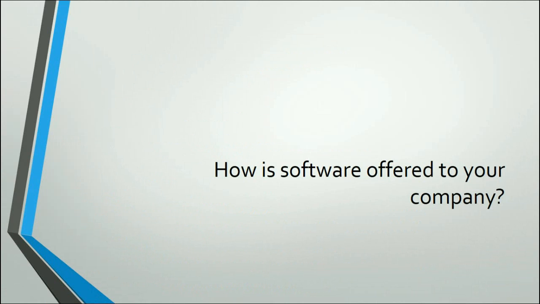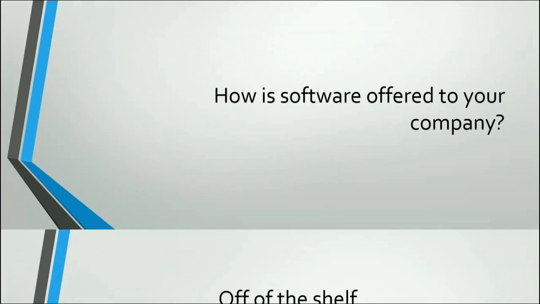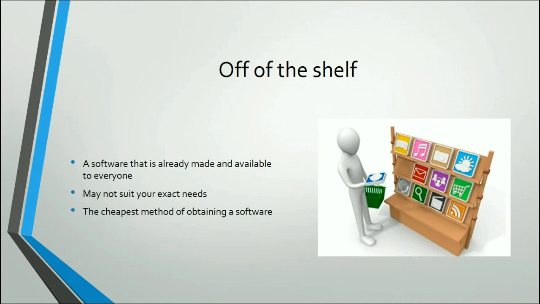Alright, now I'm going to briefly go over how you can obtain software for your business. The most common type of software is off-the-shelf software. This is software created by someone else and is made widely available, usually for a set price. This is the cheapest method of obtaining software, but unfortunately, because it wasn't designed with your needs specifically in mind, it may not do everything you need it to do.